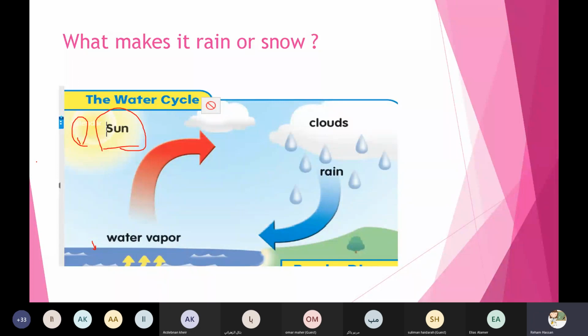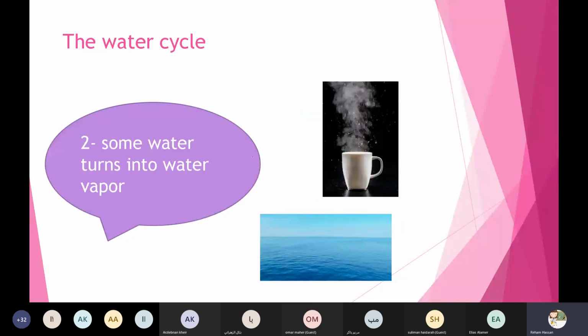And when the sun warms these oceans or rivers or the ponds, what happened? Now some of this water can turn into water vapor. Like if we boil the water, some of the water will turn into water vapor. Like this picture, some of the water can turn into water vapor.